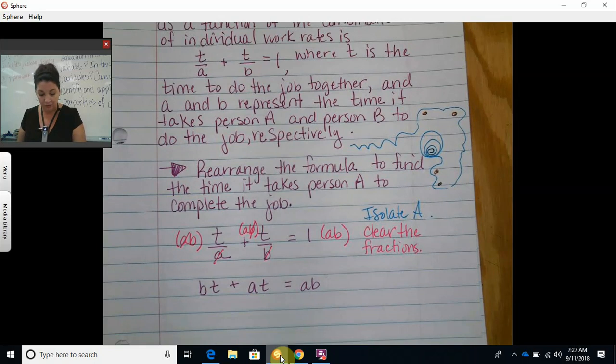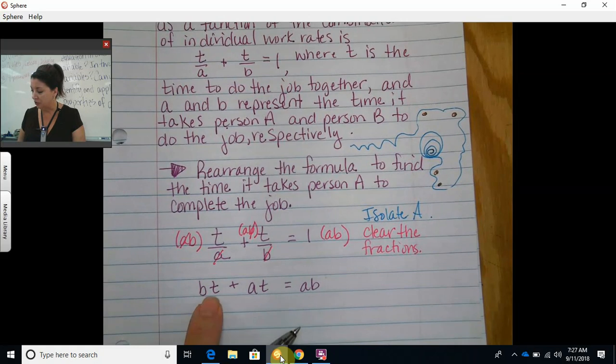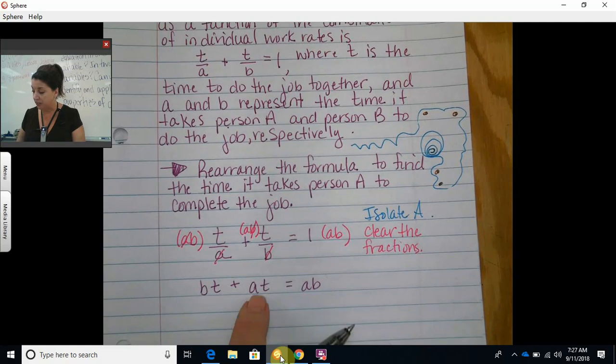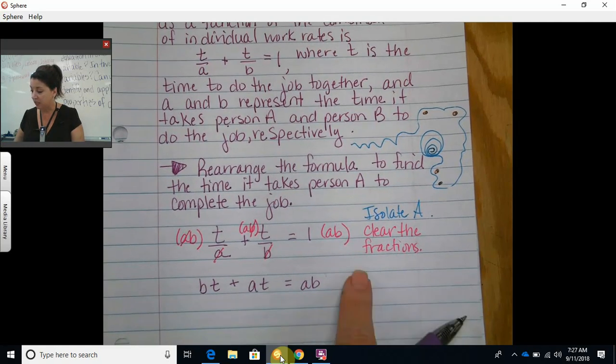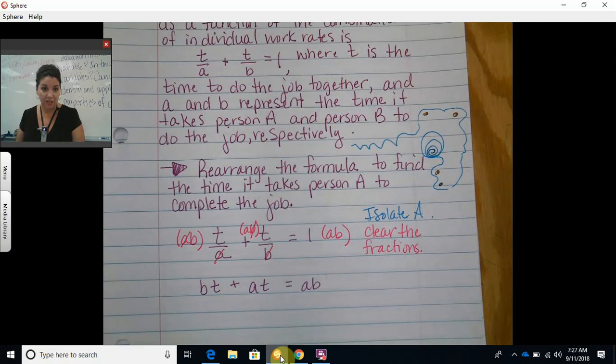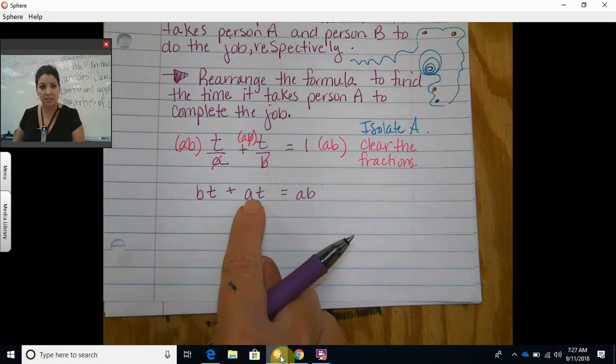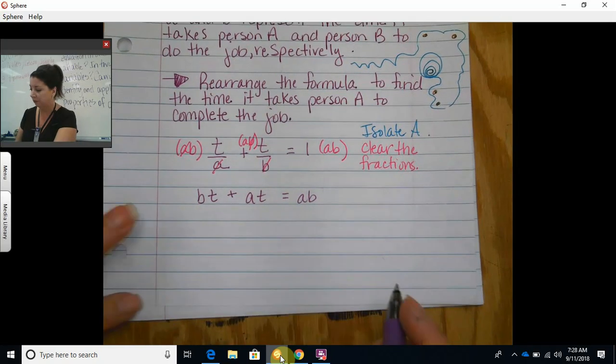I could do a couple of different things at this point. Probably I would choose to, I could move this AT over here, I could move this AB over here, I could move the BT over here and the AB over to the left side. There's several things I could do. Probably, I'm thinking I will just, since I have an A over here on the right, I'll just move this term over to the right.